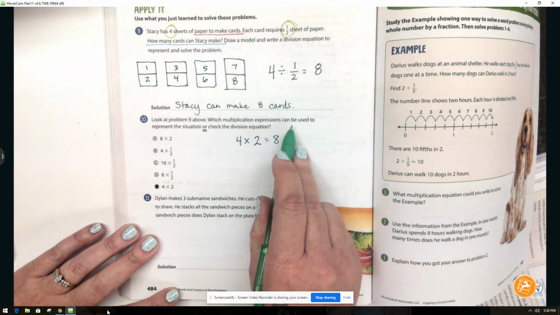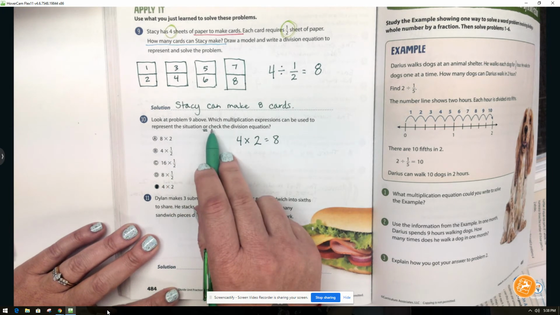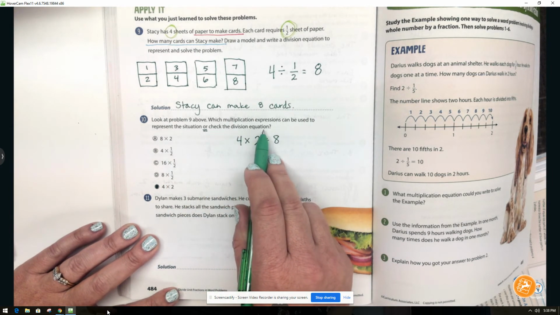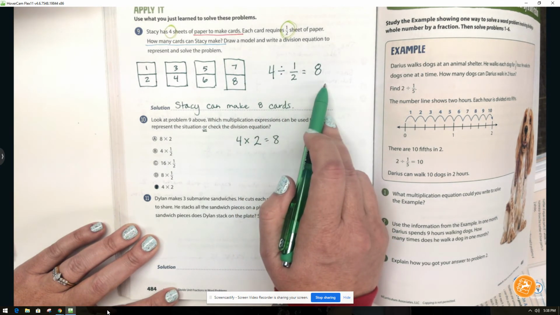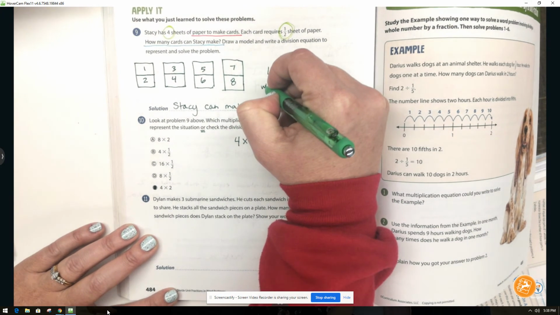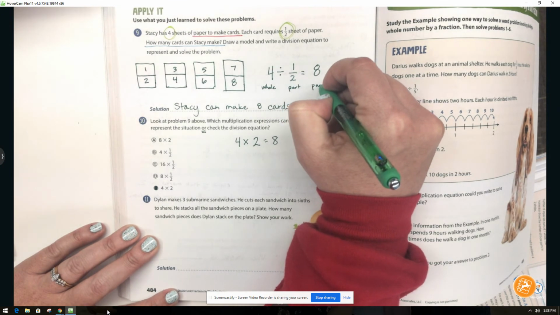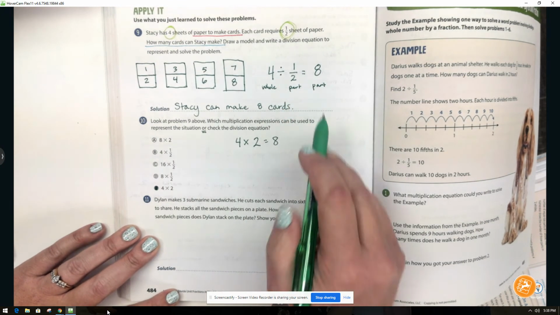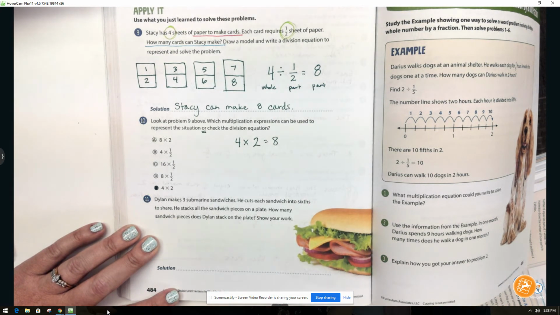Now, that tells us a multiplication expression that we can use to represent the situation. Now we're going to look for a way that we can check the division equation. Now remember, I've taught this a couple of times now. Remember, this is our whole, this is a part, and this is a part. So when we're trying to multiply, we need the parts, but we need to know what the parts are. And when we multiply the parts by each other, we get the whole number.